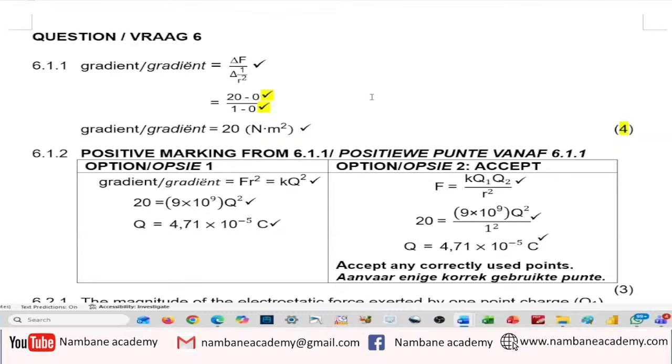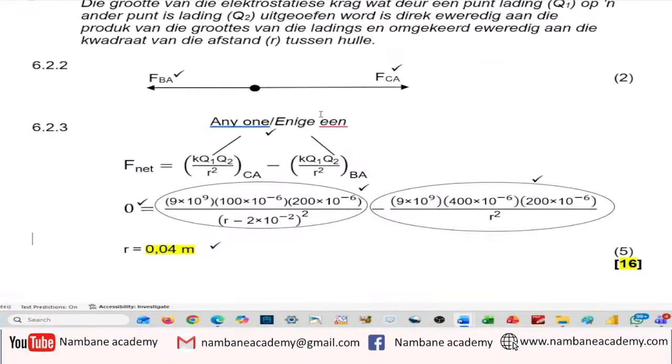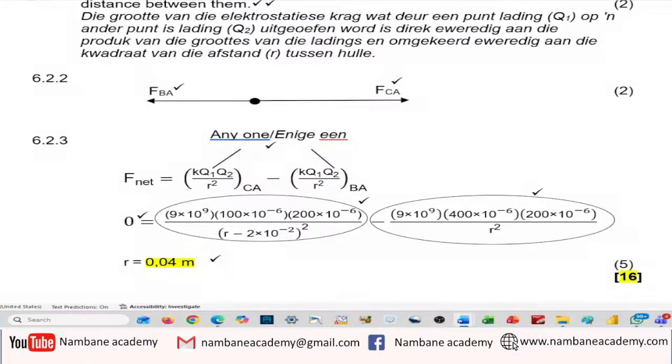And Dr. Mapi, thank you for giving me the opportunity. Yes. Now, if you move on to 6.2.3, a learner for the first step writes F net is equal to KQ1Q2 over R squared for CA, as it is. And then when moving to the next step, they do not substitute that step. And the learner said, therefore, KQ1Q2 over R squared for CA is equal to KQ1Q2 over R squared for BA, equating both of them there, substituted, and got to the same answer.